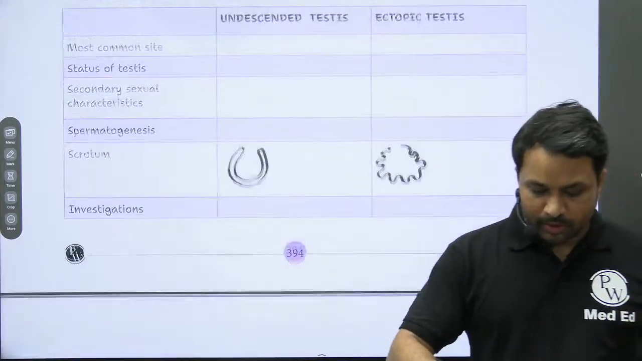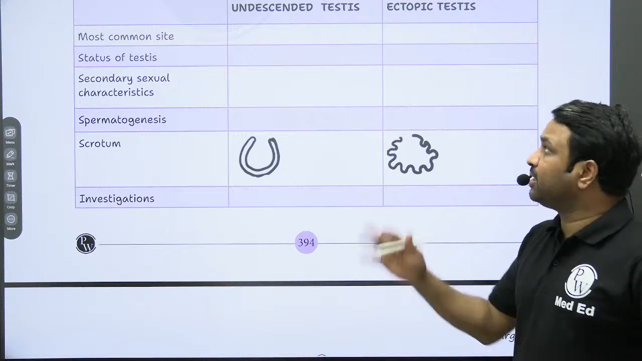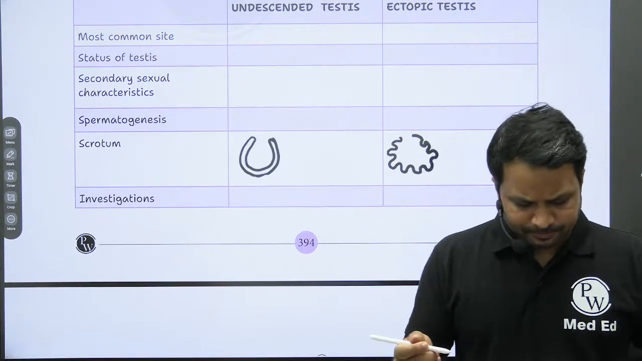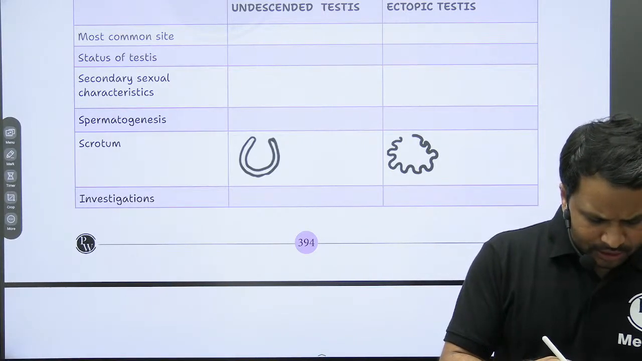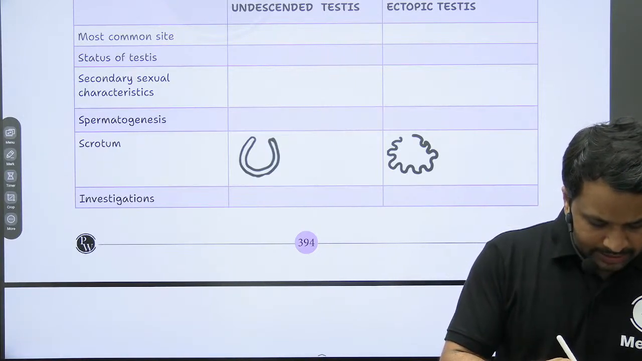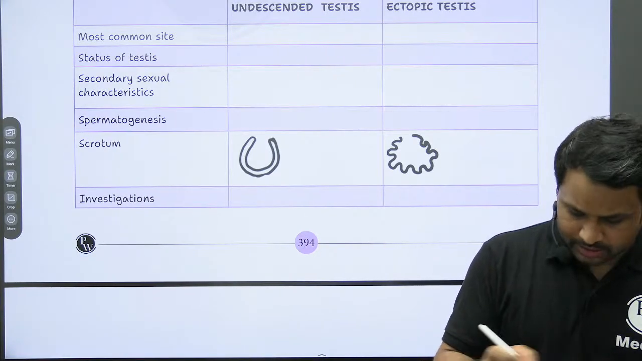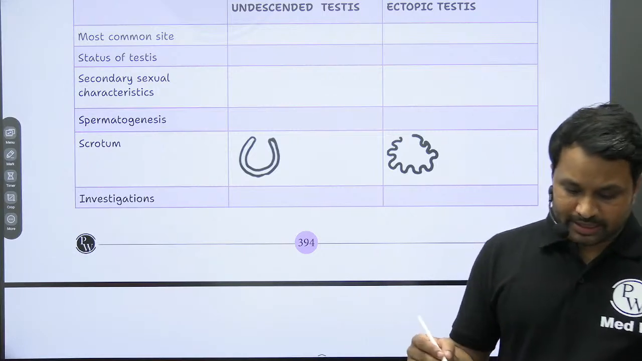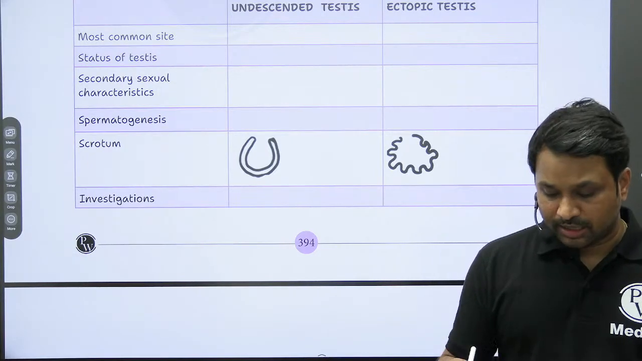Now we'll talk about the congenital disorders of the testes. We have two components, the undescended testes and the ectopic testes. This is a repeatedly asked exam question, so let me quickly summarize it. When you talk about undescended and ectopic testes, what is the most common site for the undescended testes?